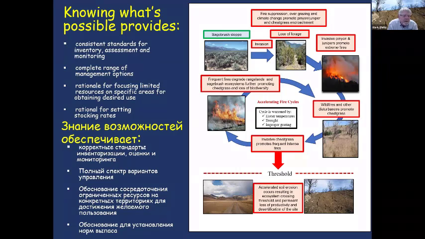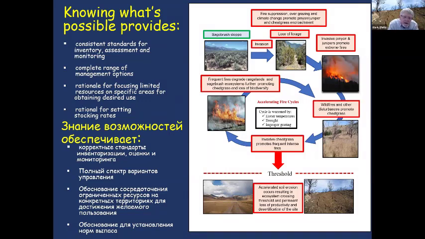Knowing what is possible provides a consistent standard for inventory assessment and monitoring. You have to know what your baseline is, your background that you're measuring against, or you really can't establish trends and directional shifts. So in the graphic, I have illustrated a common problem here that I live with in Reno, Nevada.